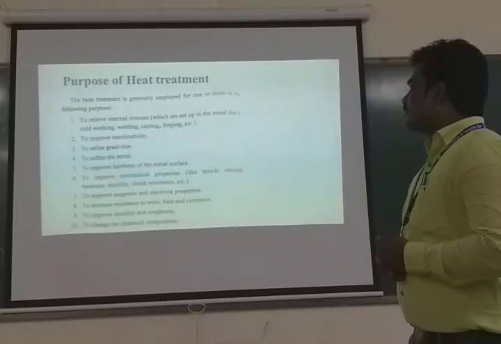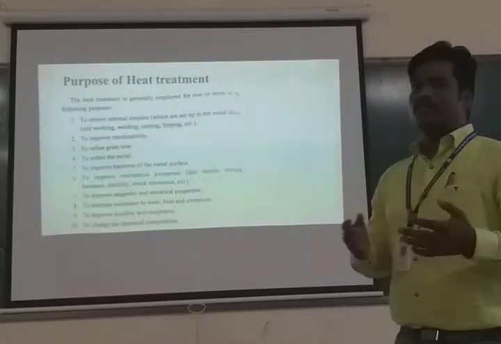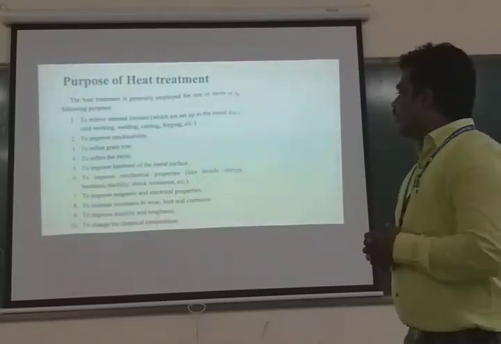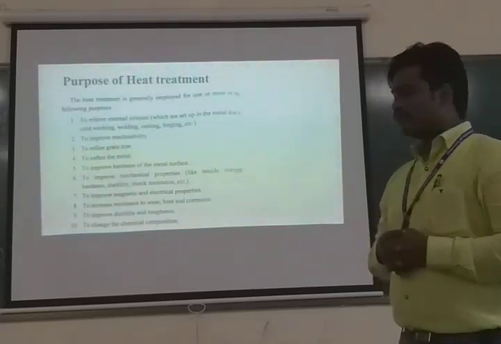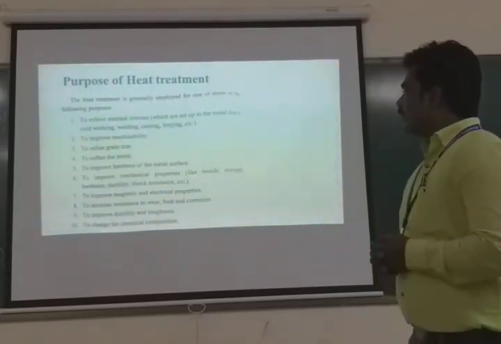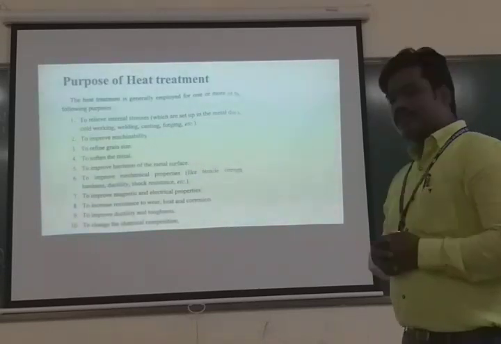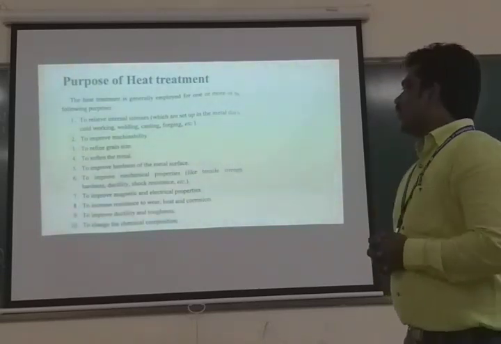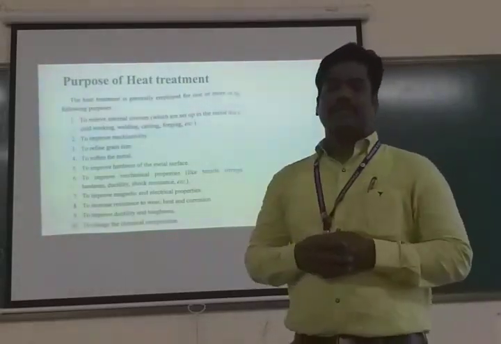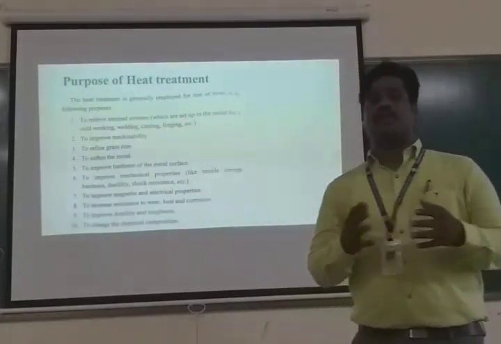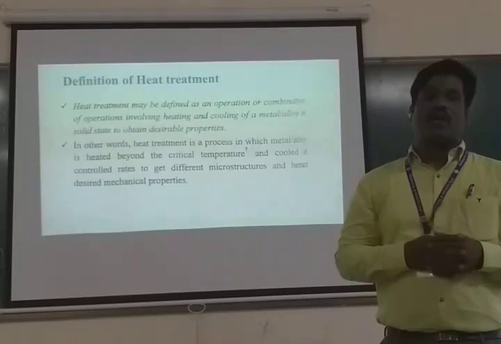And the seventh one is to improve the magnetic and electrical properties of the material. And eighth one is to increase the wear, heat, and corrosion resistance properties. Ninth one is to improve the ductility and the toughness of the material. The last one is to change the chemical composition. Heat treatment plays the main role during the manufacturing process.